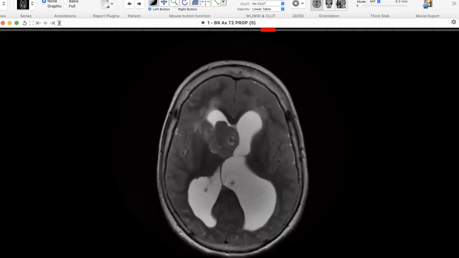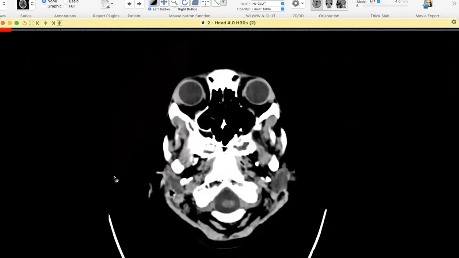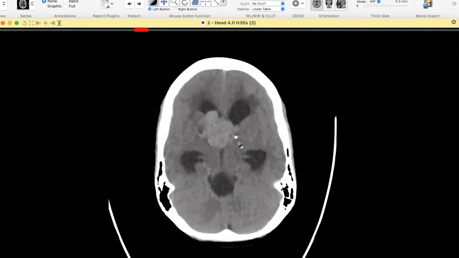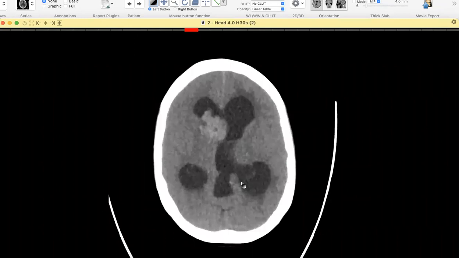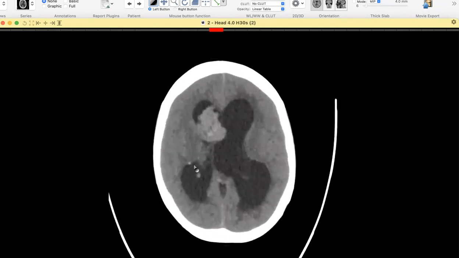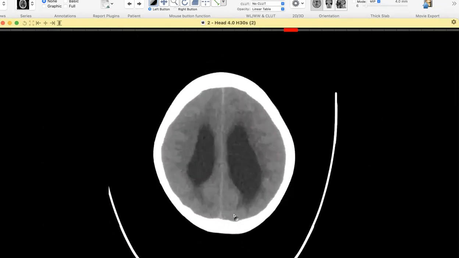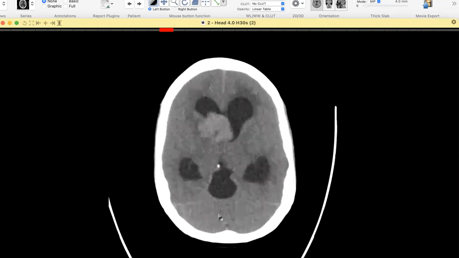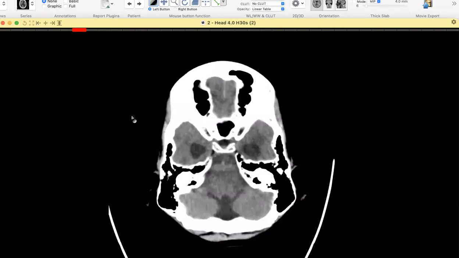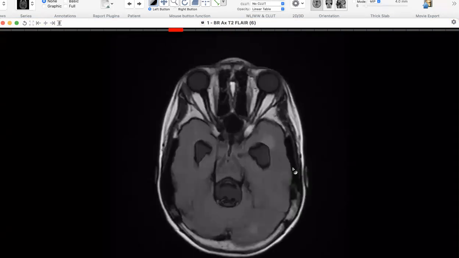We did this CT on the same day for this patient, and we noticed this is actually on the contralateral foramen of Monro. There's another calcification here, tiny calcifications. So we went back and reviewed the T2 FLAIR for this patient.